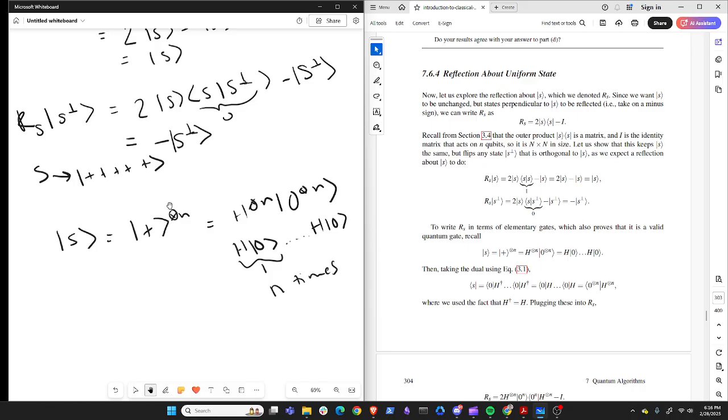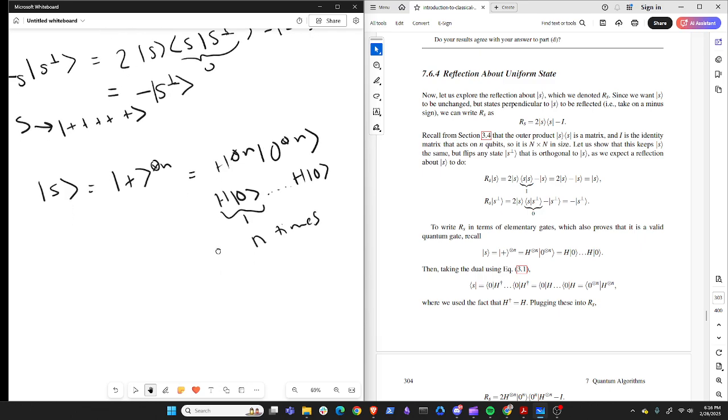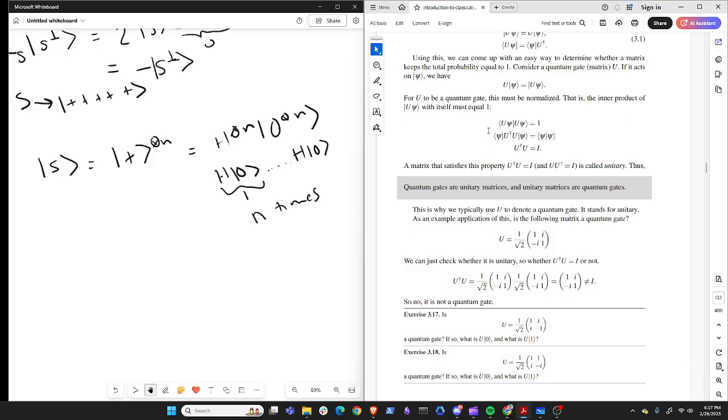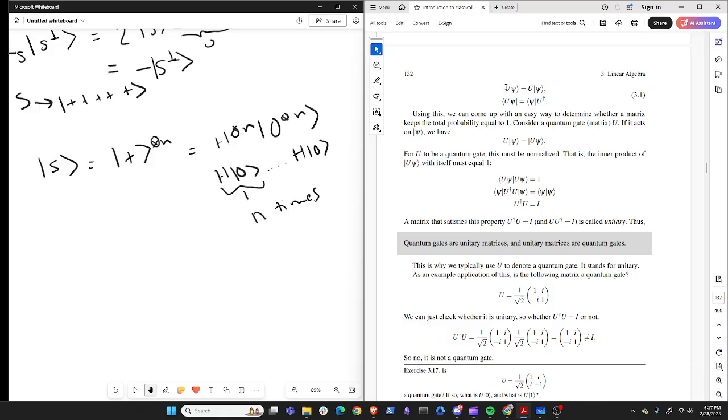And we'll take the dual using equation 3.1. Gotcha. 3.1, which is the inner product. Okay. I can't remember what page we were on now. Let me look at that.